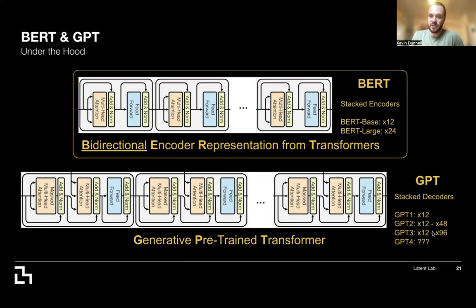GPT comes in various sizes. The original one, GPT-1, was a stack of 12 of these decoder blocks. GPT-2 scaled up to 48, GPT-3 was up to 96, and for GPT-4, we don't know for sure; there's no publicly shared number for the stack of decoder blocks in GPT-4.